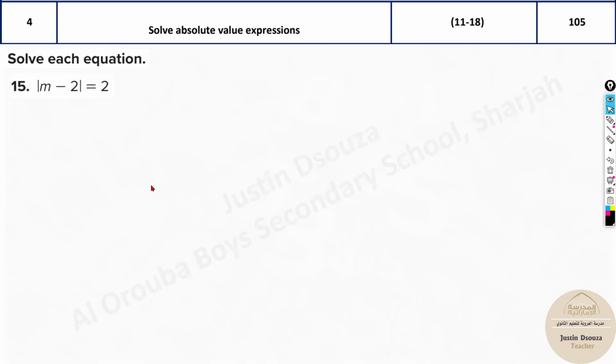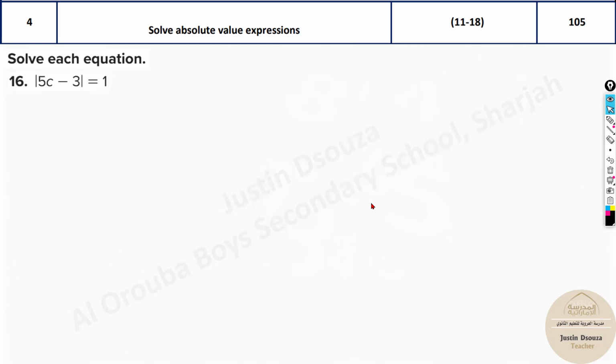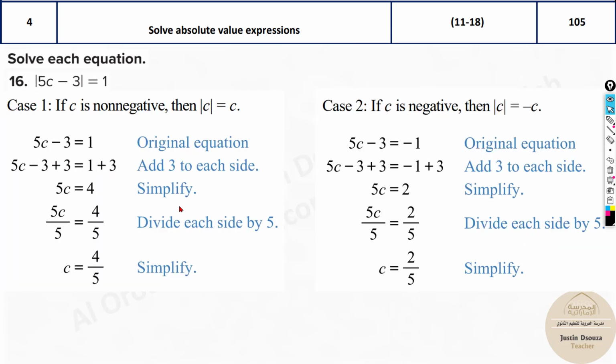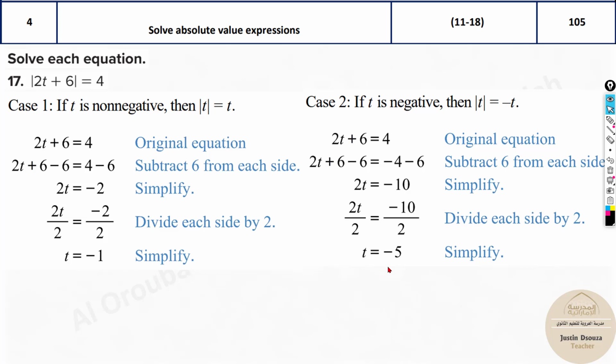Now here it's the same thing, case 1, case 2. I'm sure if you carefully listen and have understood this, you can solve it by yourself and you can be very thorough. These are simple problems. The answer is 0 and 4. Here also you can solve it. You will get the 2 answers, 4 by 5 and 2 by 5. You can see all the steps and the solution set is written as 2 by 5 comma 4 by 5. That's it. And here as well you can see these are the 2 answers.